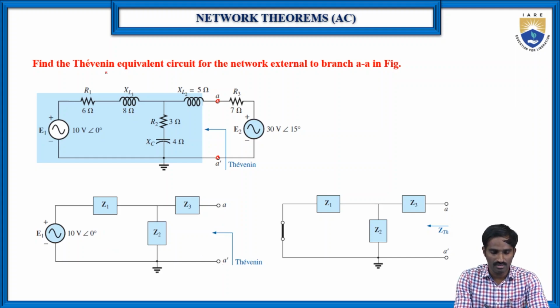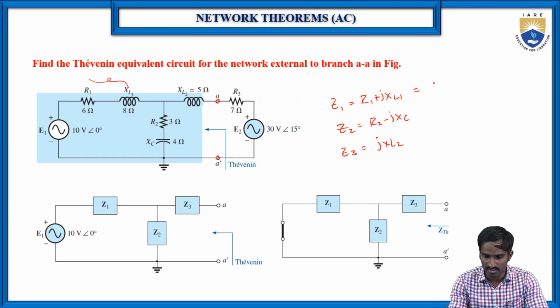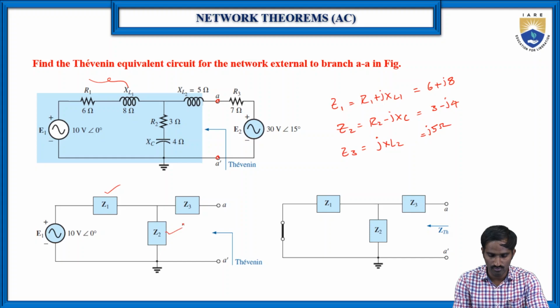So for that, here Z1 is equal to R1 plus j XL1, and similarly Z2 is equal to R2 minus j XC, and Z3 is equal to j XL2. So Z1 is equal to 6 plus j8, Z2 is 3 minus j4, and Z3 is equal to j5 ohms. These are the values of Z1, Z2 and Z3.